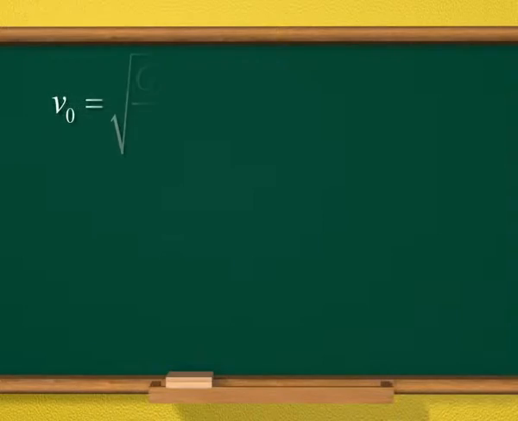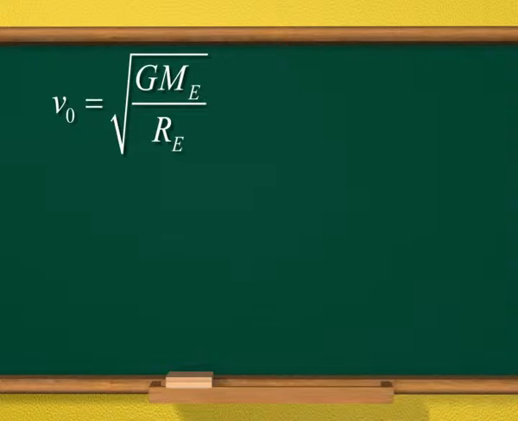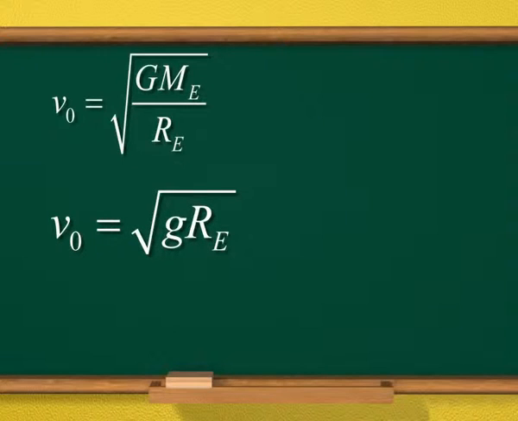For a satellite orbiting very close to the surface of Earth, h can be neglected in comparison to Re. Then the expression for orbital velocity becomes v0 equal to square root of G into Me upon Re, or v0 equal to square root of small g into Re.